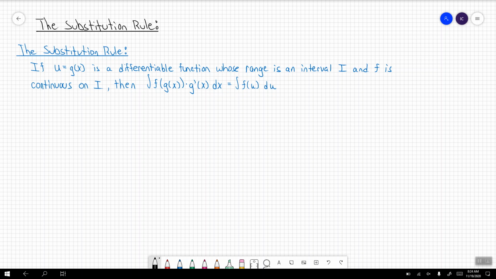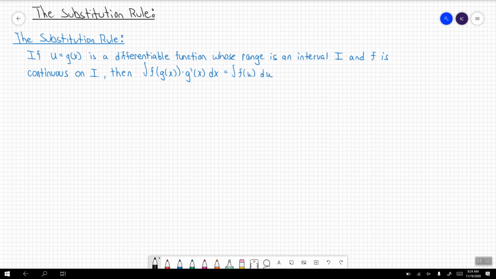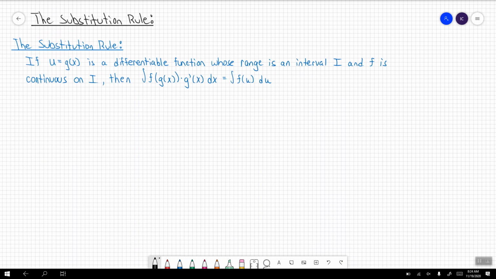Hi everyone, welcome back. Today we're going to be working on the substitution rule. And the substitution rule here is given to us for integrals. It says that if u is equal to g of x, and if this is a differentiable function whose range is an interval I and f is continuous on I, then the integral of f of g of x multiplied by g prime of x dx is equal to the integral of f of u du.